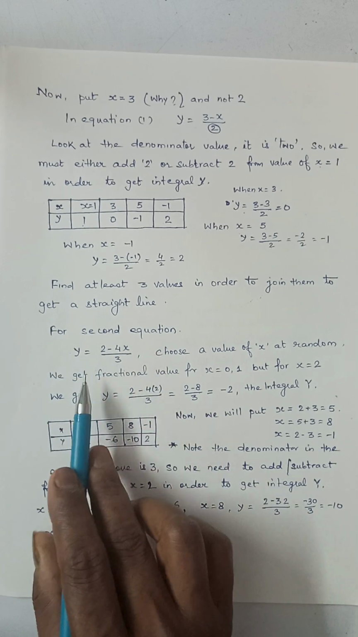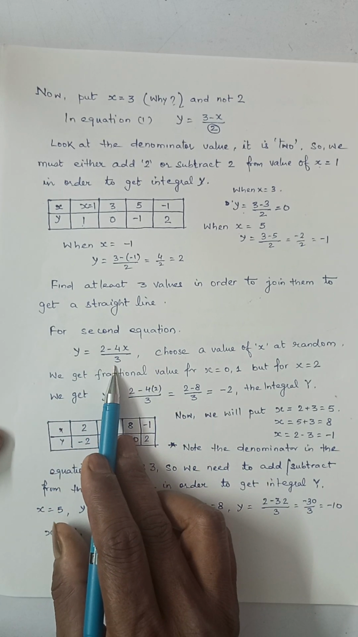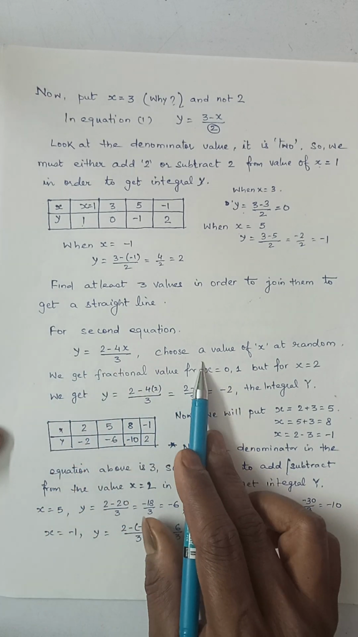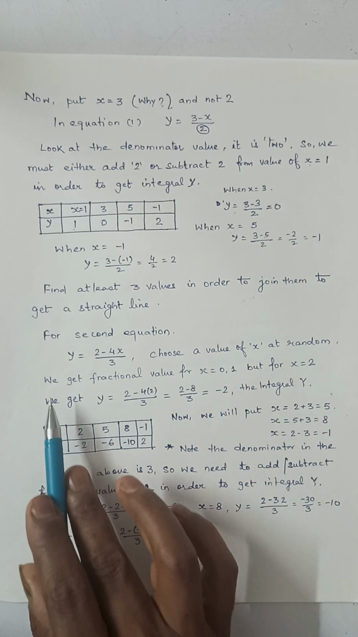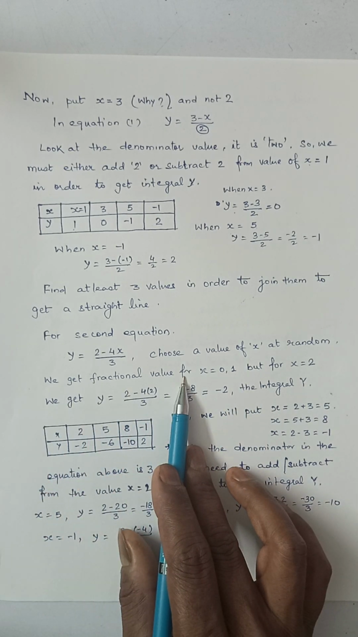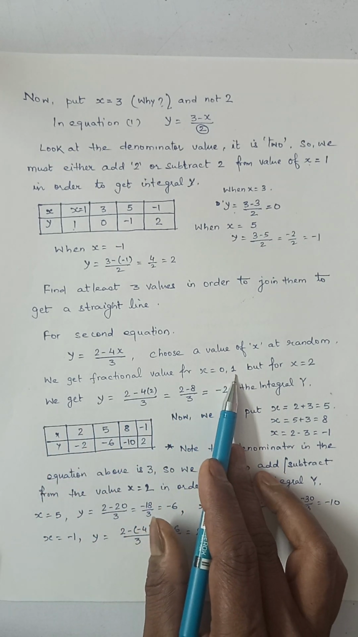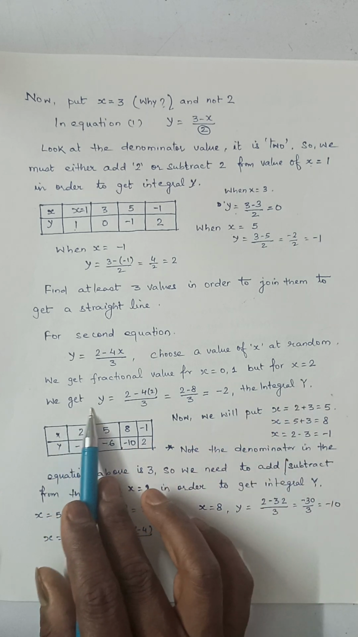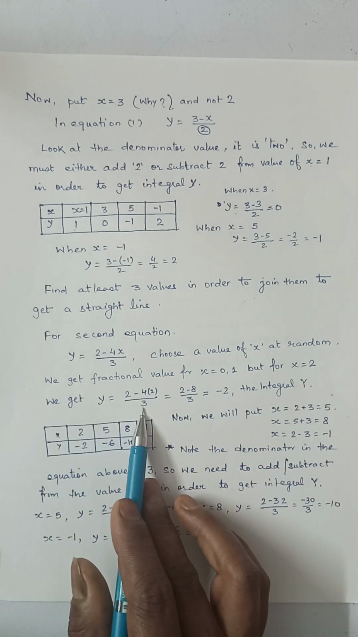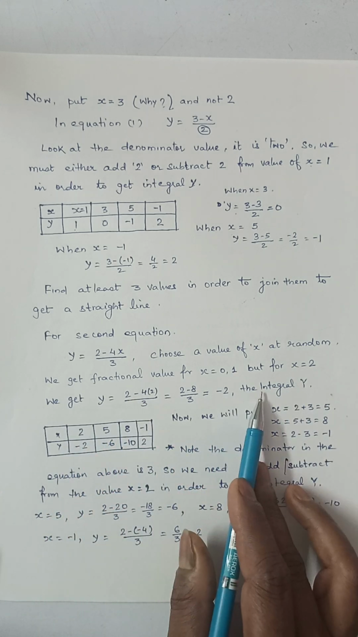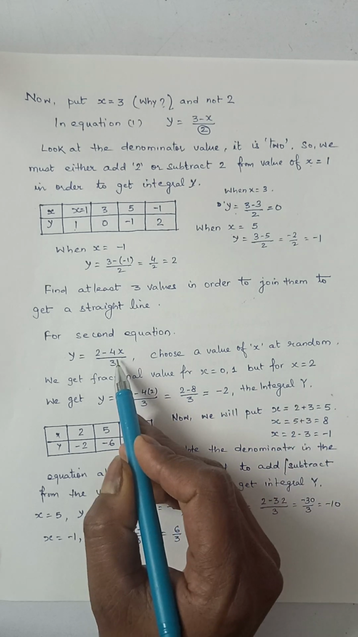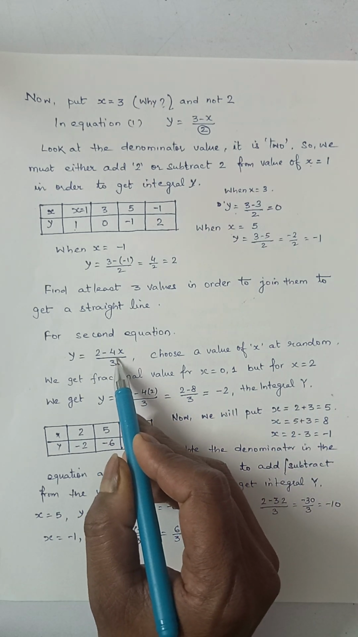For the second equation, y equals (2 minus 4x) by 3. Choose a value of x at random. We get fractional values of y for x equals 0 and 1. But for x equals 2, we get y equals 2 minus 4 into 2 by 3, that is minus 2. Integral y. Now we look at the denominator again, it is 3.